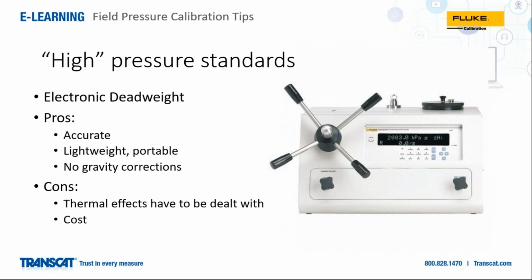An alternative to the traditional deadweight tester would be what Fluke calls an electronic deadweight tester. It's basically a digital readout and a high precision pressure reference, a transducer type reference, in a package that's similar to a deadweight tester so that it has self-contained pressure generation and so on. Good things about these: it's accurate, it's lightweight, relatively lightweight, portable. There's no gravity corrections because it doesn't use a weight stack.